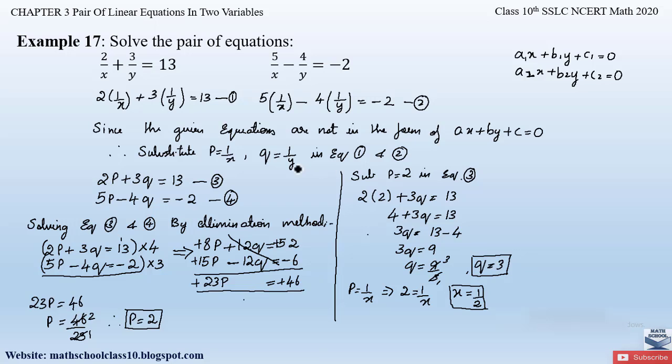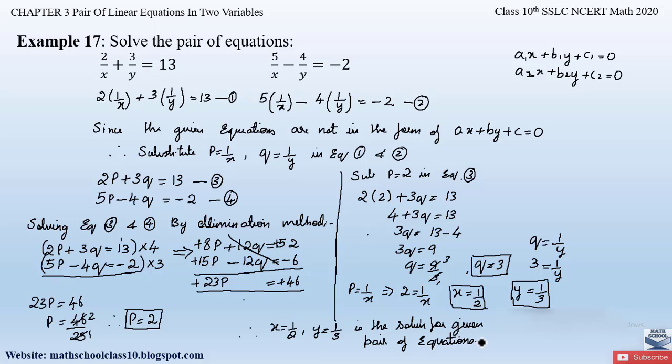Similarly, let us find out the y value. Q is equal to 1 by y. So q is also equal to 3. So we can write 3 is equal to 1 by y, or y is equal to 1 by 3. Okay, so we got x and y value, that is the solution for the given pair of linear equations. Therefore, we can write x is equal to 1 by 2 and y is equal to 1 by 3 is the solution for the given pair of equation.